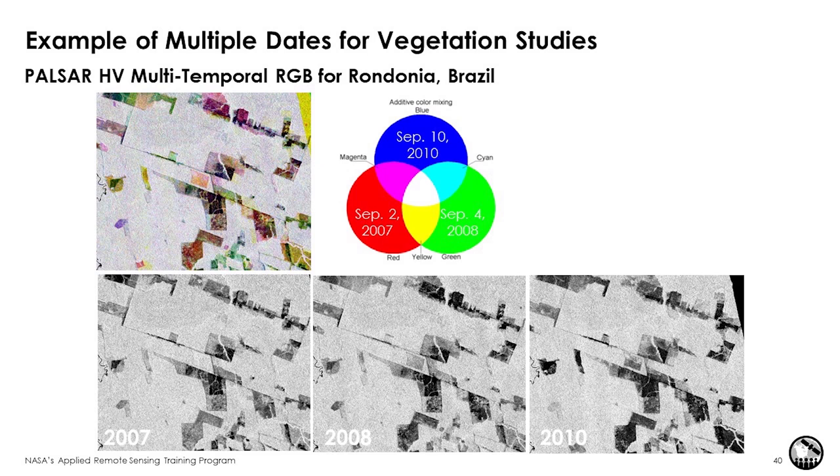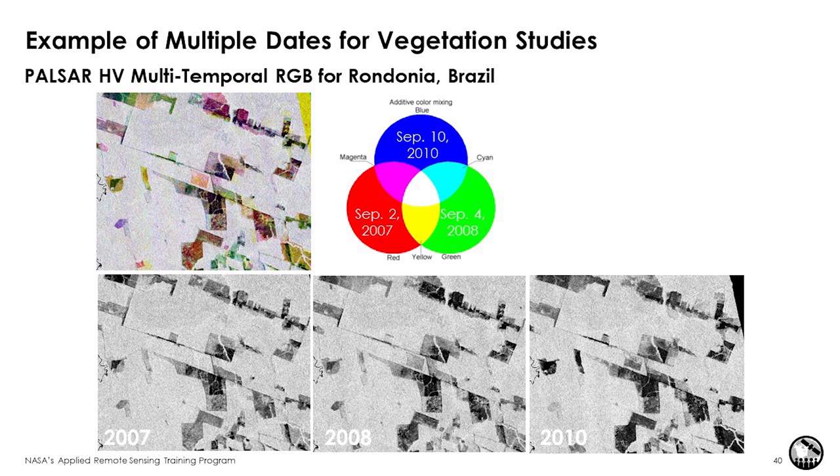And so that color circle helps you understand how to interpret that RGB image, how to interpret that change in the different years. So red, for example, means that the backscatter was high in 2007, but low in 2008 and 2010. That means that there was forest in 2007 and it was cleared by 2008 and it continued to be clear by 2010. An area that's yellow, for example, means that it was high in 2007 and 2008, but low in 2010. So that means that there was forest in 2007 and 2008 and it was cleared in 2010.